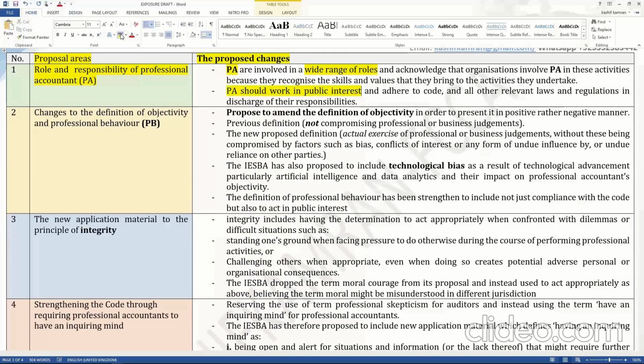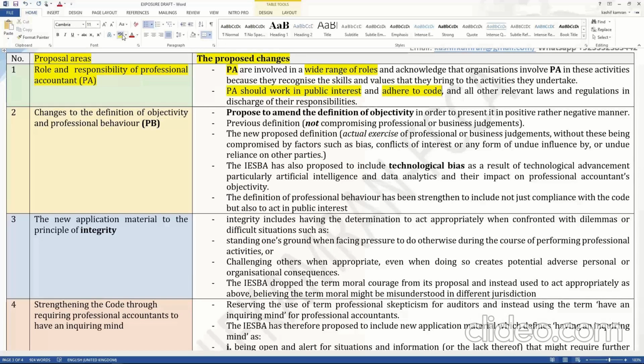The professional accountant should work in the public interest and adhere to the code and all relevant laws and regulations in the discharge of the responsibility. Now, if you are a professional accountant in Pakistan, for example, you're not just adhering to the code of conduct, you're also adhering to your national laws and regulations. Now, that is the best discharge of your responsibilities. So as a professional accountant, you should work in the public interest, right?